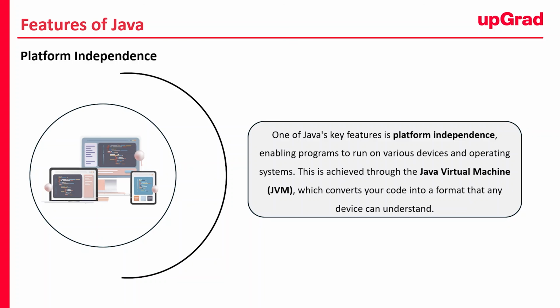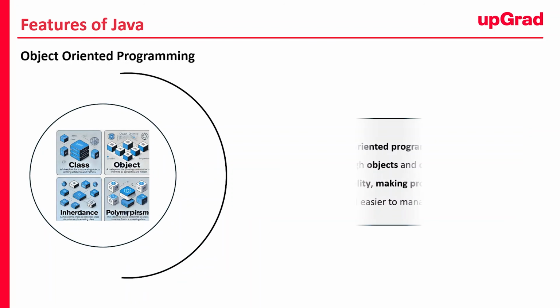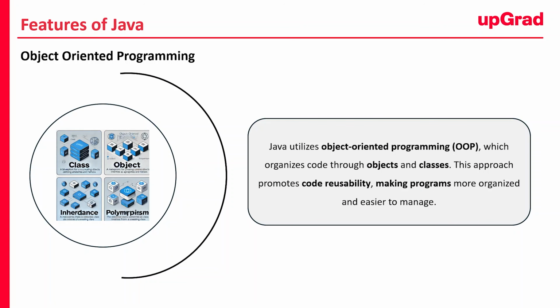Now let's talk about how Java is object-oriented. Java follows something called object-oriented programming, which basically means it organizes your code using objects and classes. This helps you reuse code easily and makes your programs more organized and easier to manage.